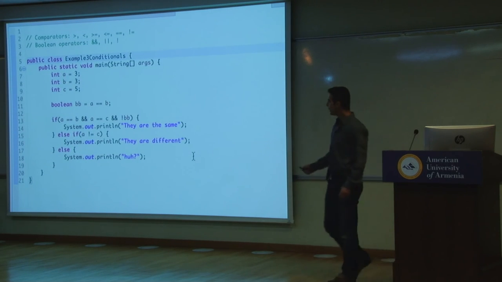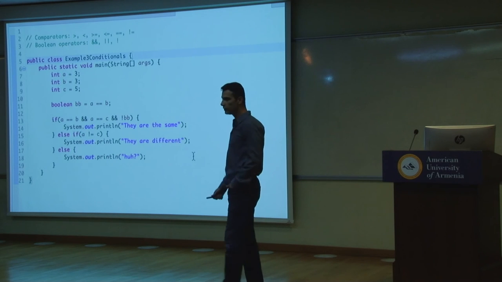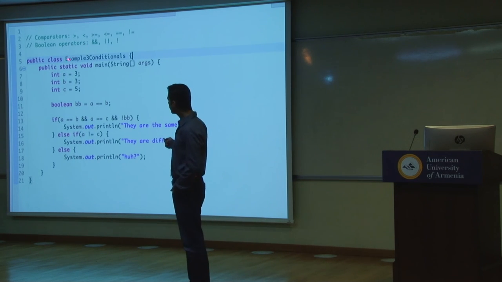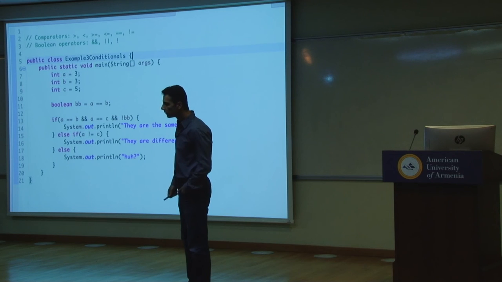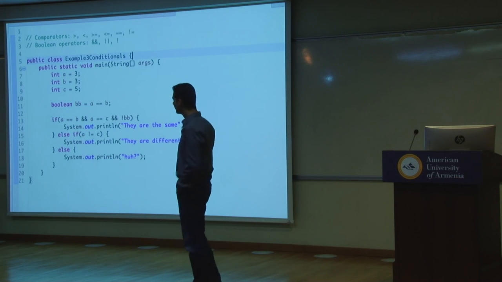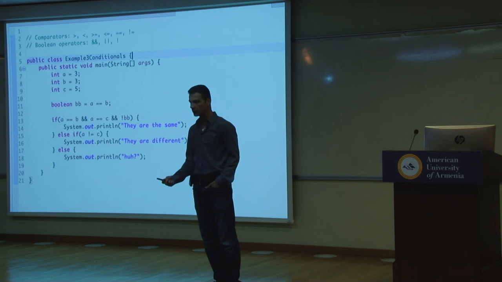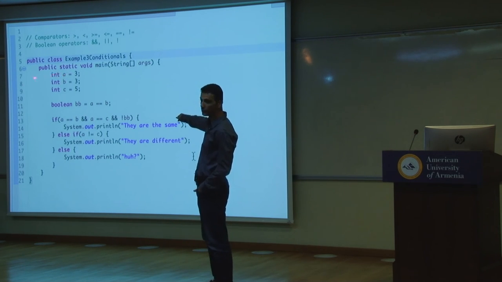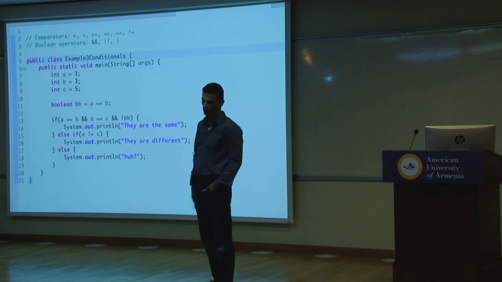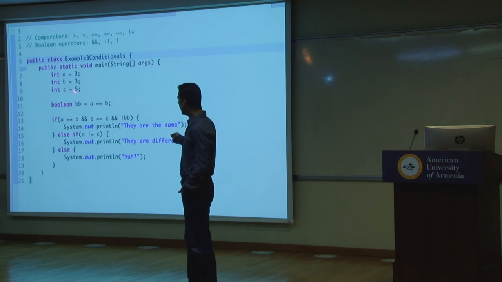Okay. What will this print? Well, first, let's go through what the code is. We have a class with this name. So what's the name of the file? .java. We have a function called main, which is our entry point. It's our starting point, where our code begins. When the JVM calls main, it will create an integer a, an integer b, and an integer c, putting in 3, 3, and 5, respectively. Let's keep going. We have a Boolean b.